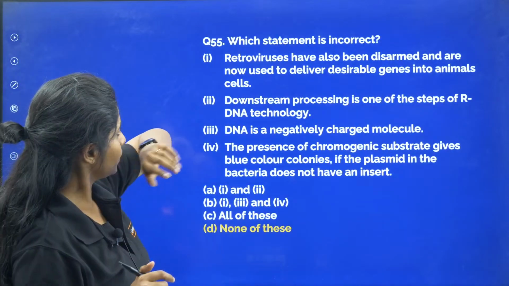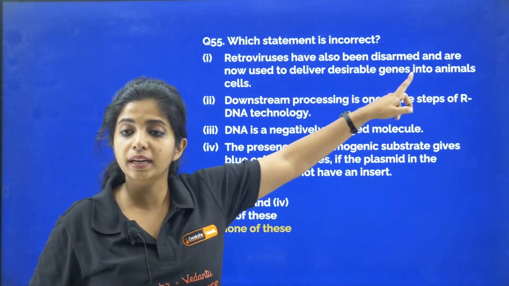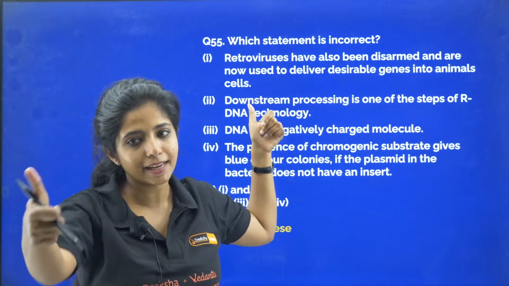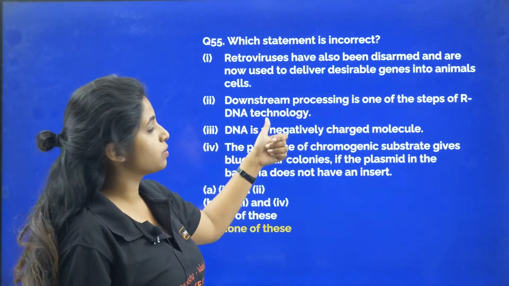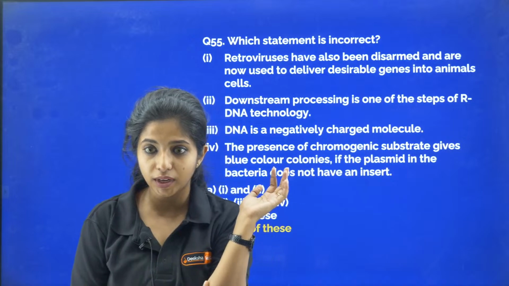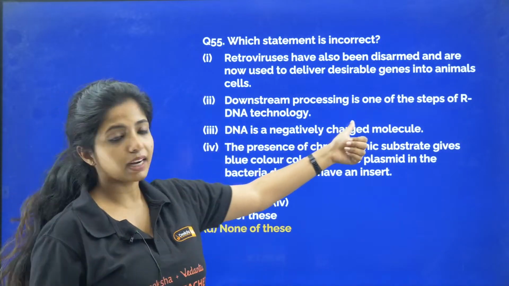And so which statement is incorrect? Retrovirus have been disarmed and are now used to deliver desirable genes into animal cells. Animal cells, then it is correct. Downstream processing, one of the steps of rDNA technology. Yes, downstream processing means you are purifying, you are filtering and everything. That is an important thing. DNA is negatively charged, I told you.